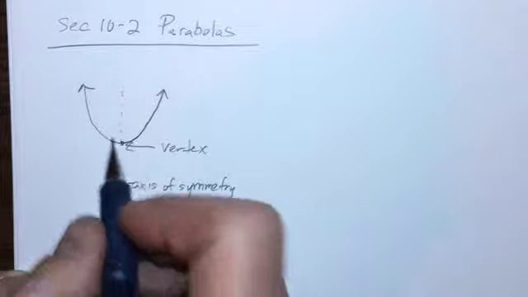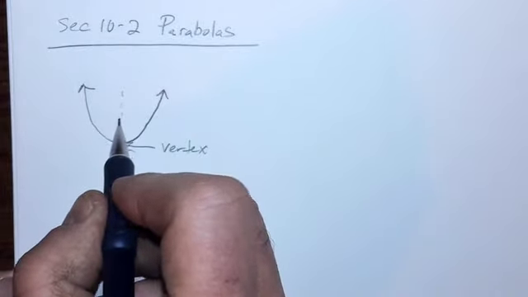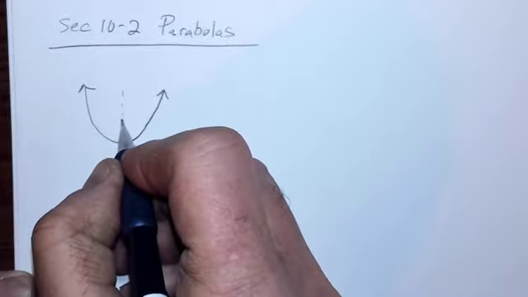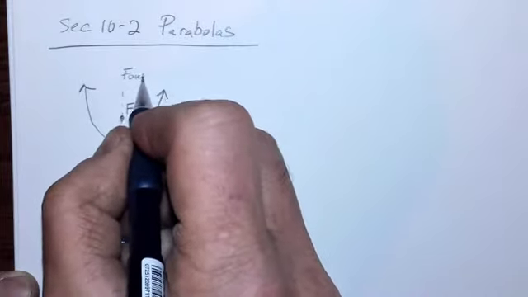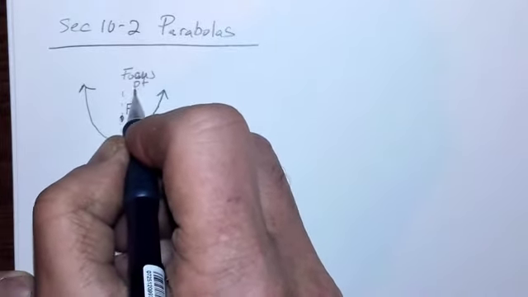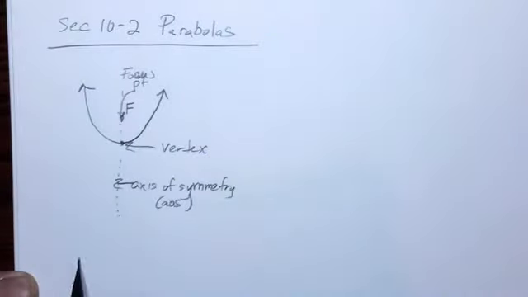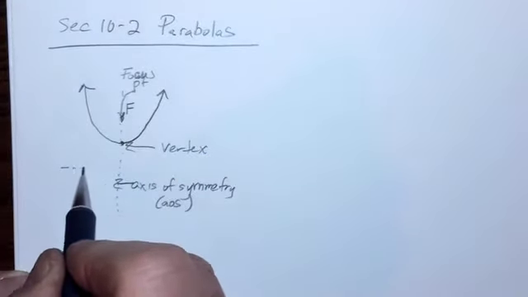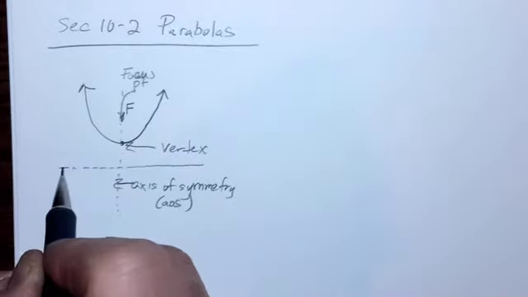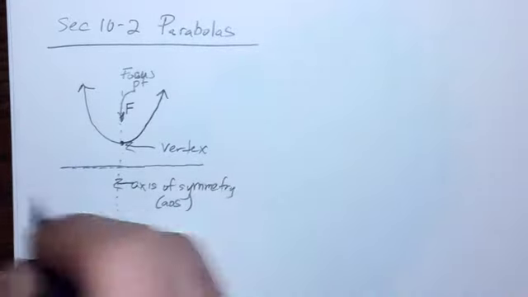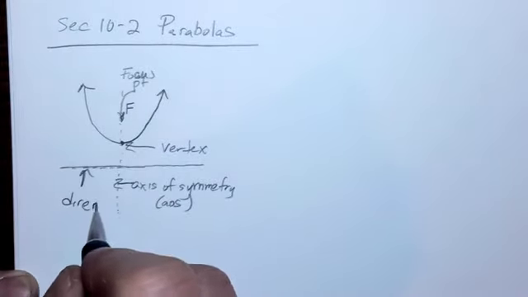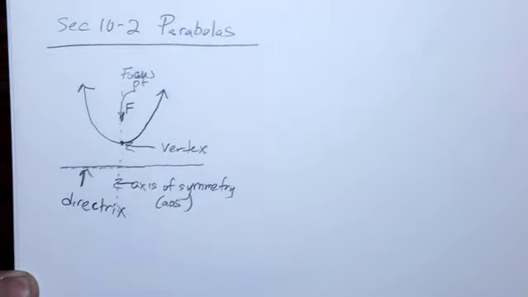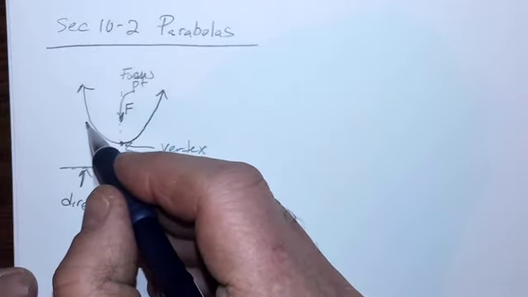Okay? Now, there's also a point up here that's called the focus point. So let's say it was that point right there. That's called the focus point. We label it as F. And then there's a line down here that's perpendicular to this axis of symmetry. And this line right here is called the directrix.